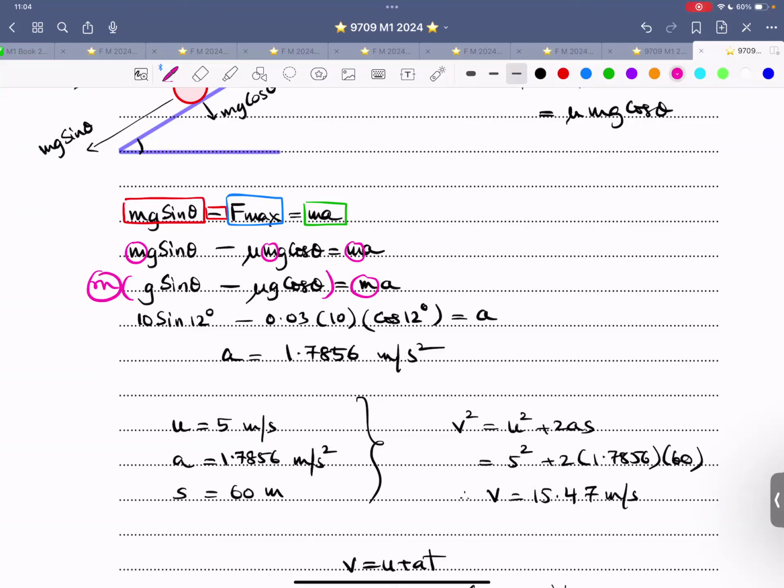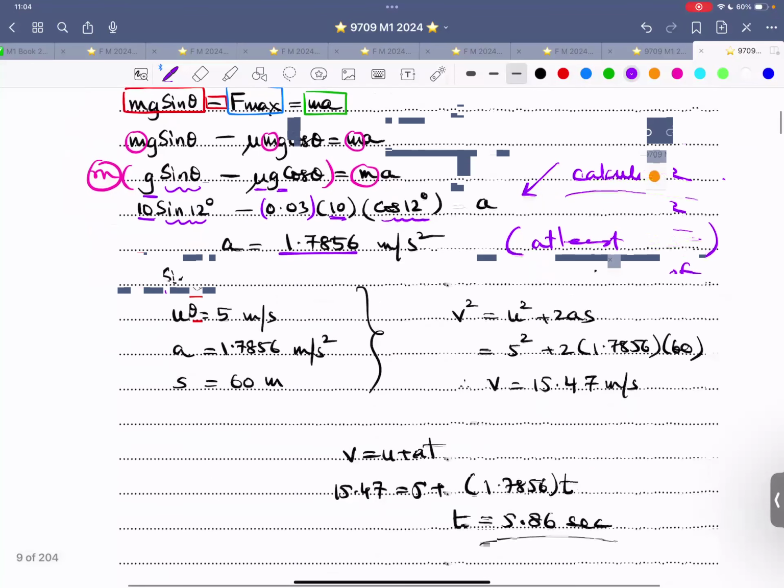So now plug in the values. What values do we have? We have g, which is 10 over here, sine of 12 degrees, which is over here. Then there is mu, which is 0.03. Then there is g, which is 10 over here. Then there is cos of 12 degrees. At this point, you would use a calculator. You're not a clerk, you're a student. You are here for the analytical process. You write everything down, and then you plug in the calculator, and you get this value. This is 4 or 5 significant figures. The rule is at least 4 SF. So 4 SF is good, 5 SF is also good, no issue, but don't exceed.